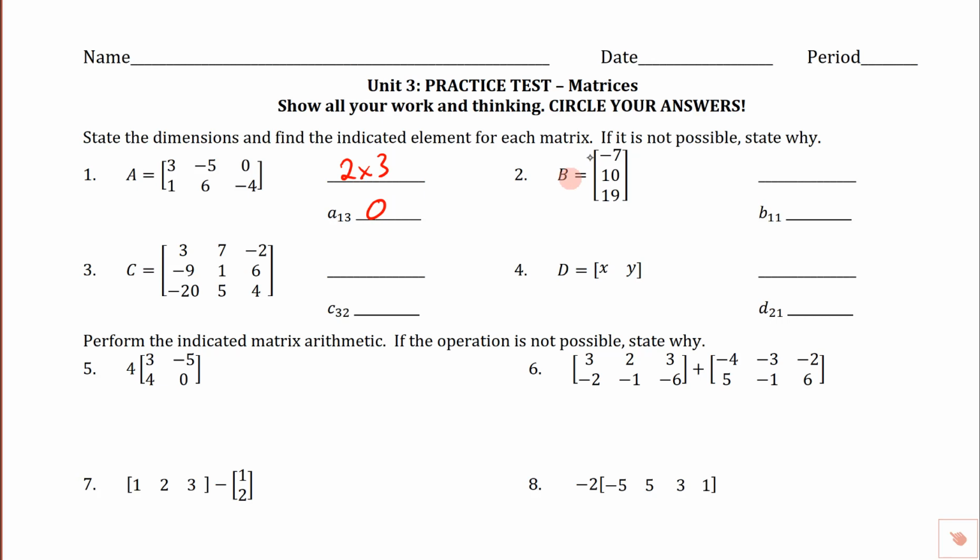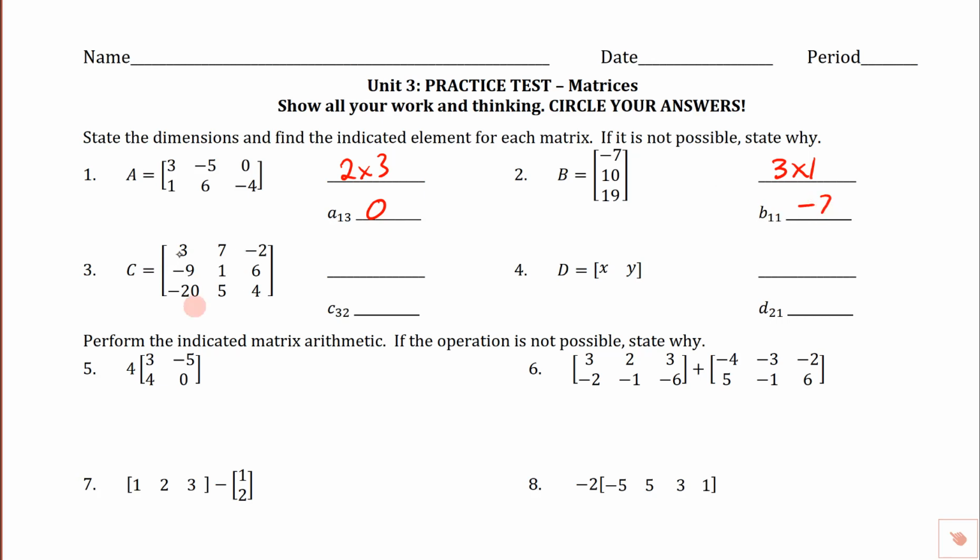Take a look at B. We've got 3 rows here, and we've got 1 single column. So this is a 3 by 1. And we need the B11 element. So that's going to be the first row and first column. So that's going to be that -7 right there.